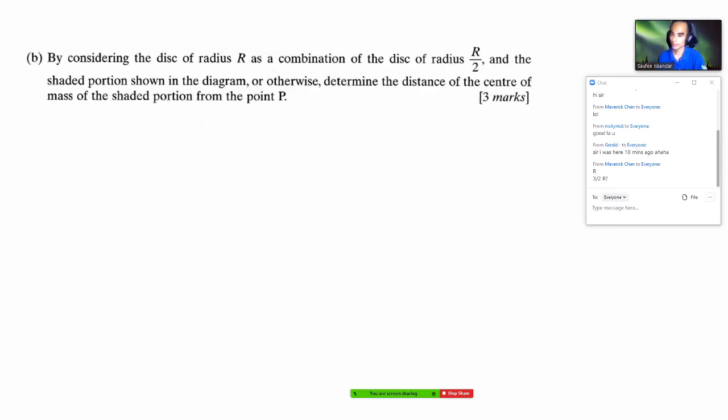Question 7b: consider the base of radius r has a combination of a disk of radius r divided by 2 and the shaded portion shown in the diagram, or otherwise determine the distance of the center of mass of the shaded portion. Now we cut off the r divided by 2. Now it's asking where is the center of mass.